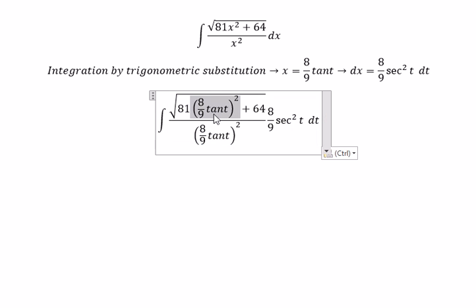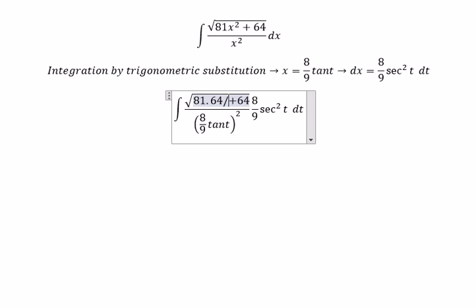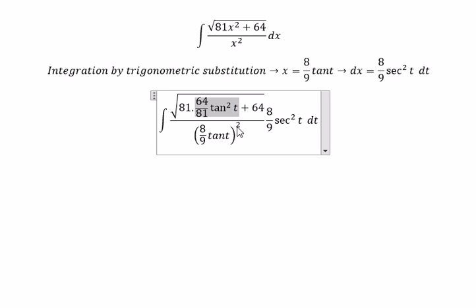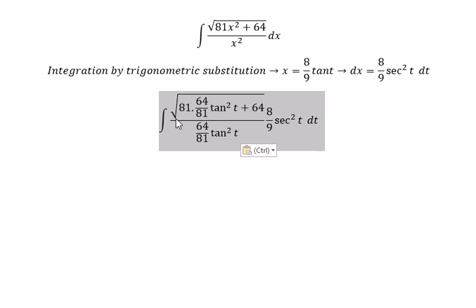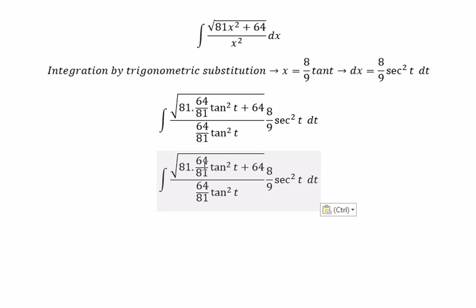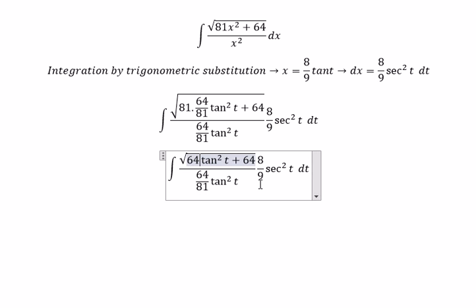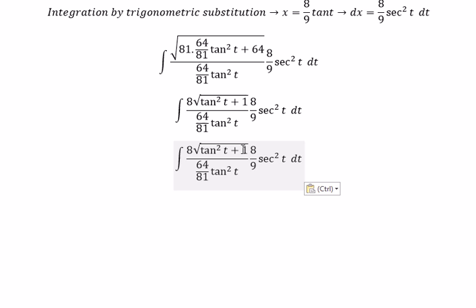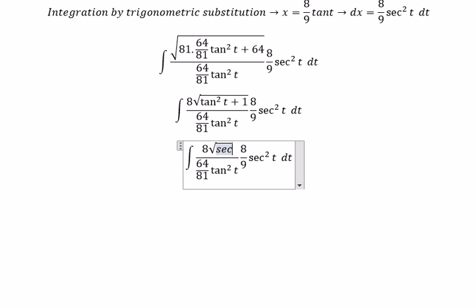So for this one you got 64 over 81 tan t square. Similar for this one. So you got 64 in here. The square root of 64, you got 8. This one you got secant of t square. The square root of secant t square, you got secant of t.